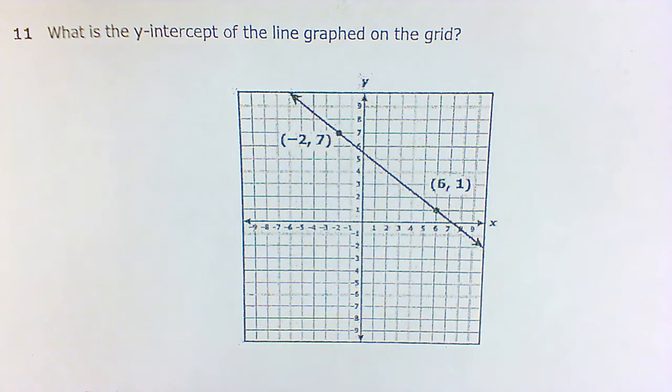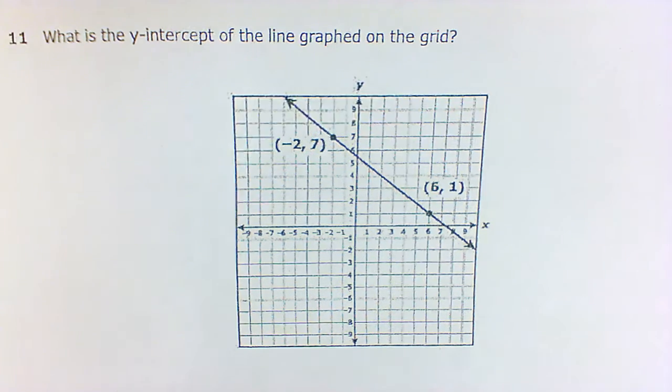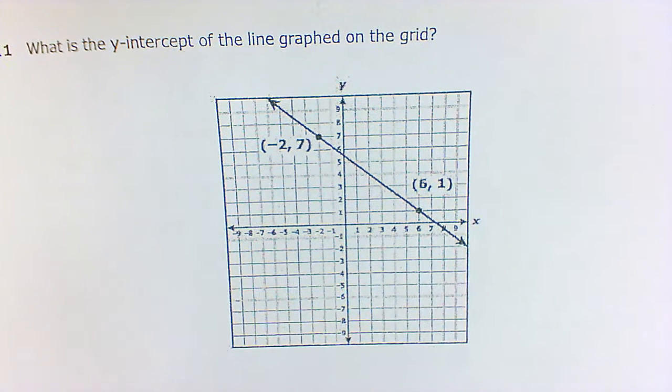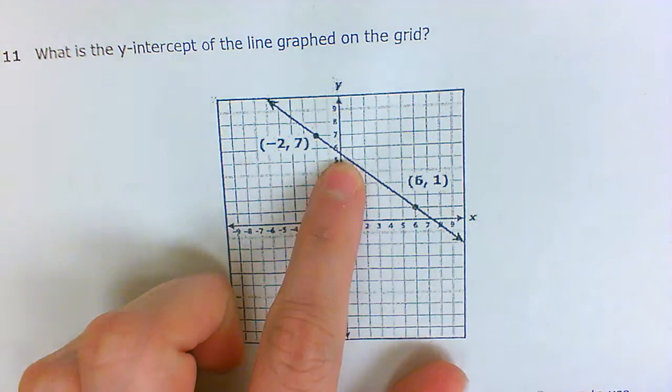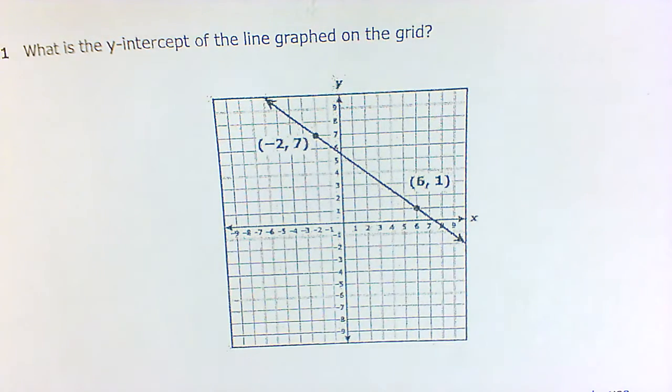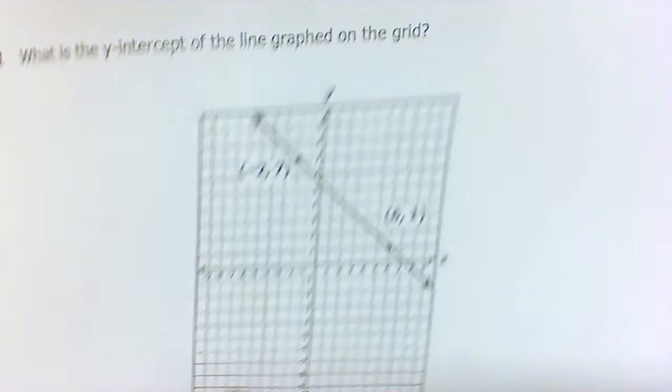2017 benchmark problems 11 through 20. Number 11. What is the y-intercept of the line graphed on the grid? Now when you look at this picture, you can see that the y-intercept looks like it's not exactly going through a perfect number, and that's where it crosses the y-axis. They did, however, give you 2 points on the line.